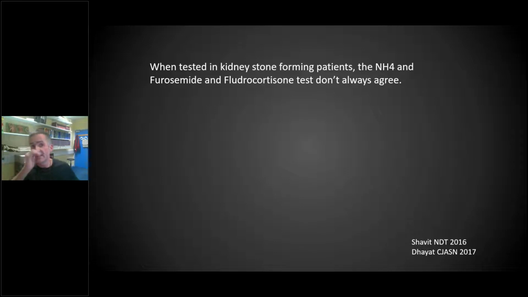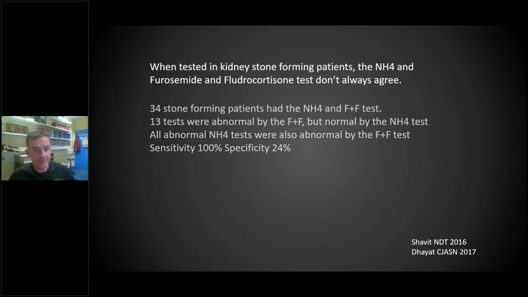However, when you test this in kidney stone forming patients, the ammonium chloride test and the FNF (furosemide fludrocortisone) test don't always agree. We showed that in an observational retrospective study. We found that all abnormal ammonium chloride tests were also abnormal by FNF tests, but 13 abnormal FNF tests were normal by ammonium chloride. I guess it gives us a sensitivity of 100% and a quite low specificity.